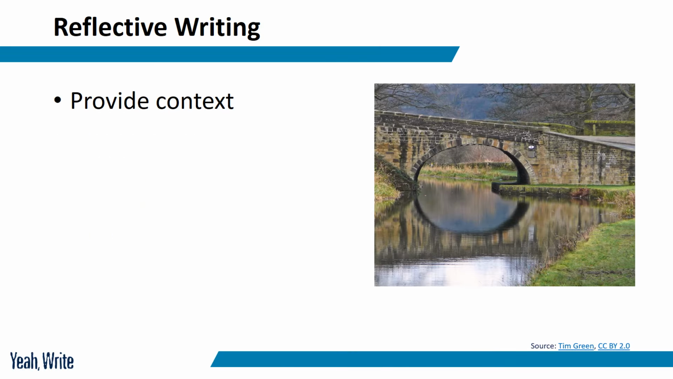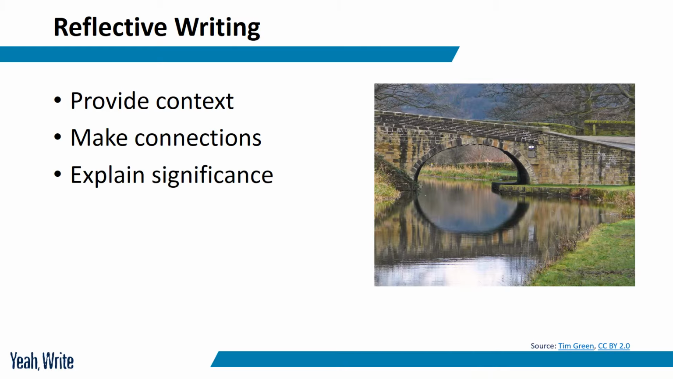Another crucial part of the ePortfolio is reflective writing, which gives you an opportunity to add meaning to your artifacts. Reflective writing allows you to provide context or background information. For example, you can talk about when and why you created an artifact. Reflective writing also allows you to make connections between your classes and co-curricular experiences to tell one cohesive story. With reflective writing, you can explain the significance of an experience or artifact.